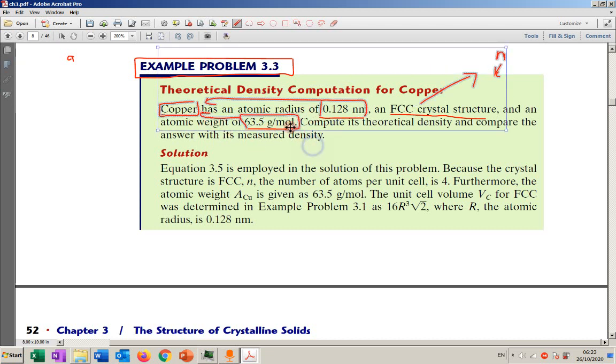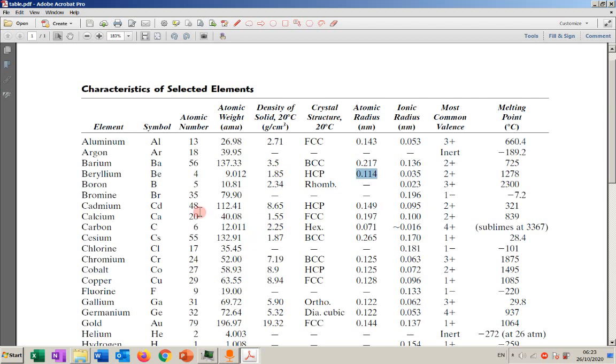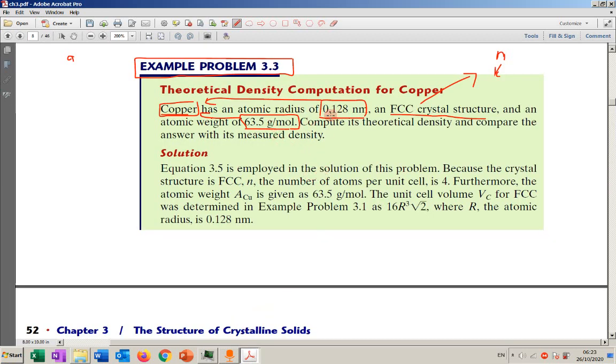Let's say the atomic weight and radius are not given. We're going to go to the table, which we will share as well, and look for copper. We have atomic weight 63.55, and then we have atomic radius 0.128. We're not going to go for ionic radius; we need the atomic radius here. Do not mix them. And the crystal structure, FCC, is going to give us n and Vc.